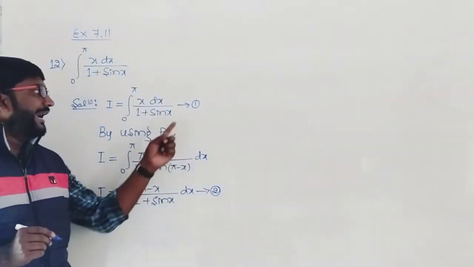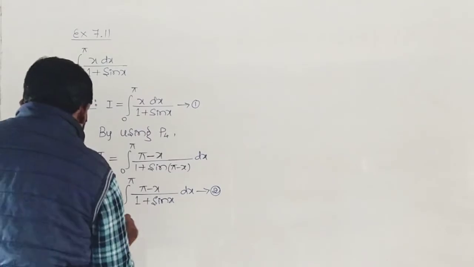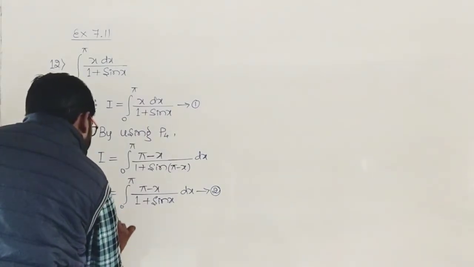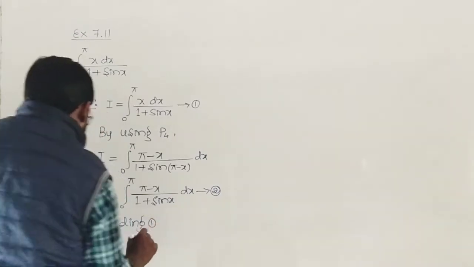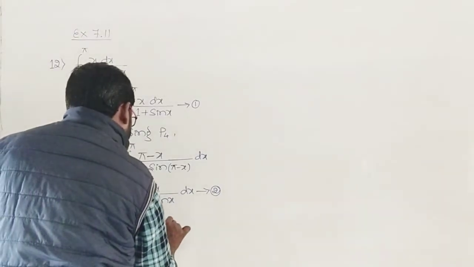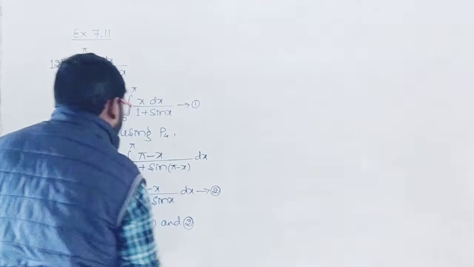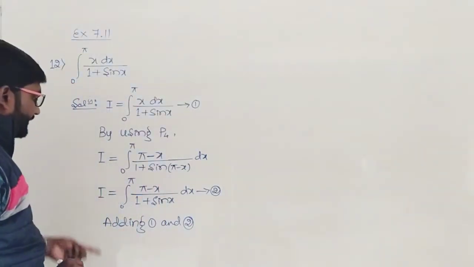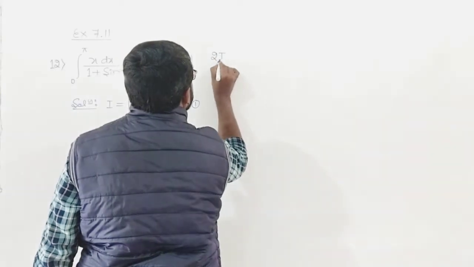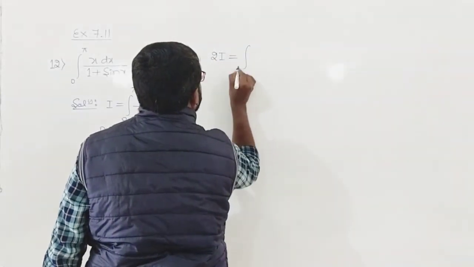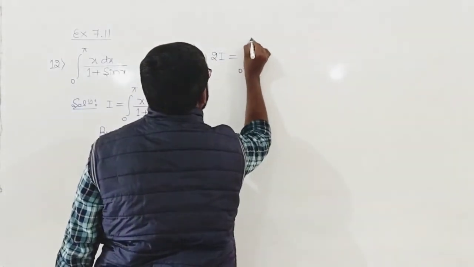Now we have to add 1 and 2. So adding equation 1 and equation 2, I plus I will give us 2I. So here 2I is equal to integral 0 to pi.